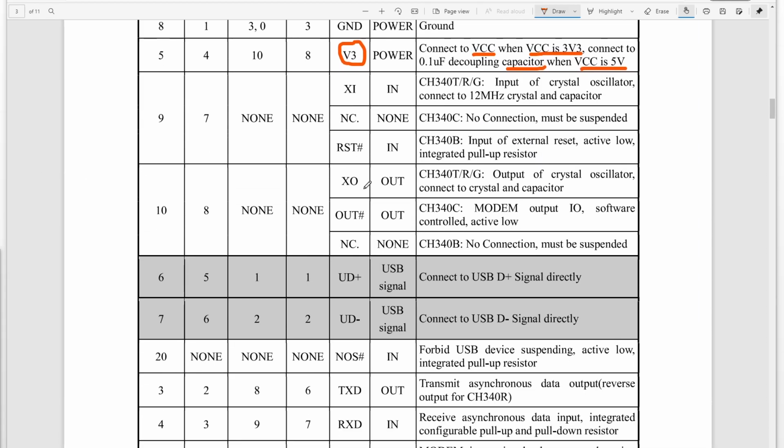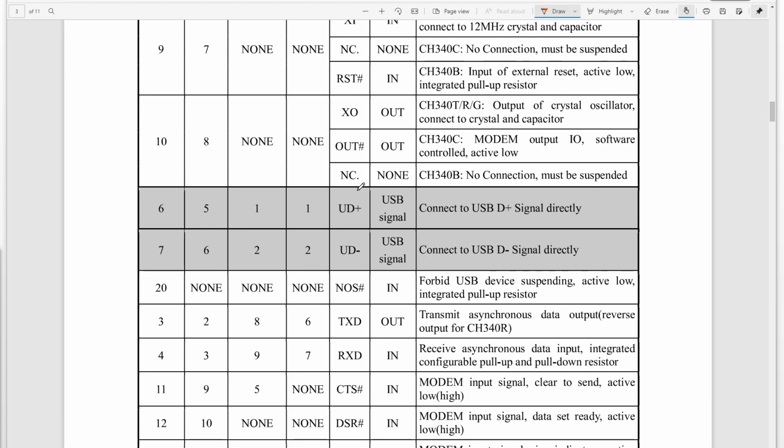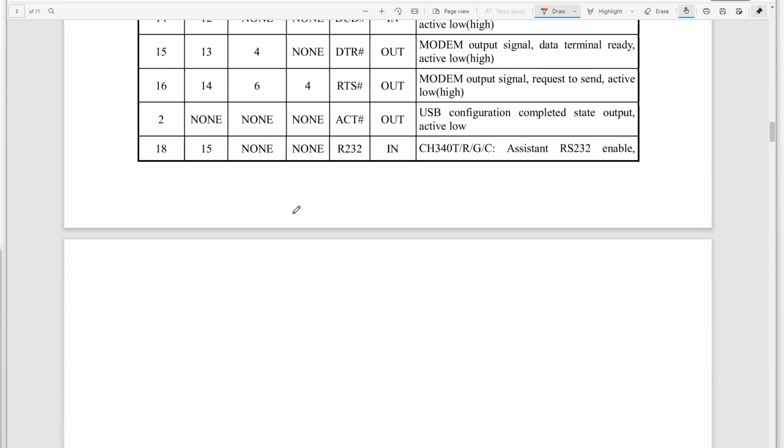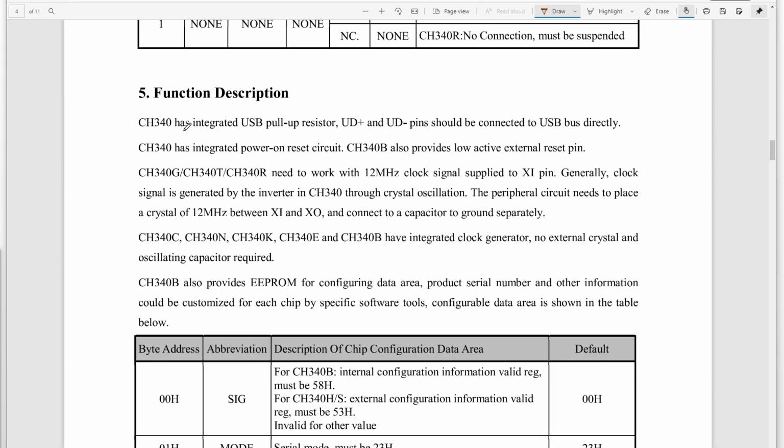Okay, so the other pins are regular pins. Okay, this is the USB signal. This is the UART signal. Okay, let's continue. So it's here. This chip already has the USB pull-up resistor. So we can directly connect these two pins to the USB bus. And it also has an integrated power-on reset circuit, okay? Which means it can reset by itself inside the chip.